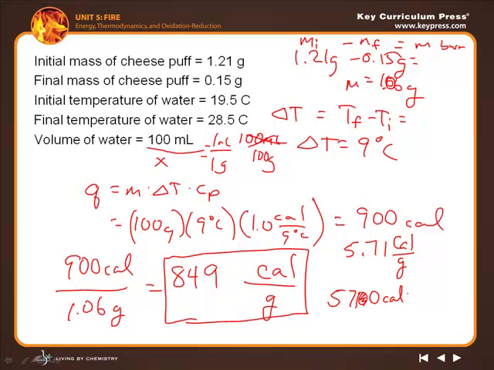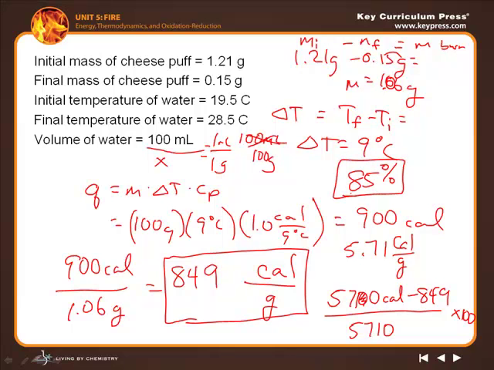So if you take the amount of calories, you subtract the value you got from it, 849, you divide it by the actual value, and then multiply by 100, this will be what's called your percent error. 5710 minus 849, divided by 5710. This group here happened to have an 85% error. Okay? Now, that means that you could improve your experiment quite a bit, which is okay. We know that we lost some heat, so you should not get 0% error. Okay, definitely, it should be at least 50% error, because lots of heat is lost.